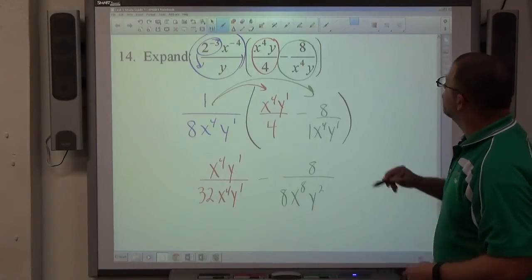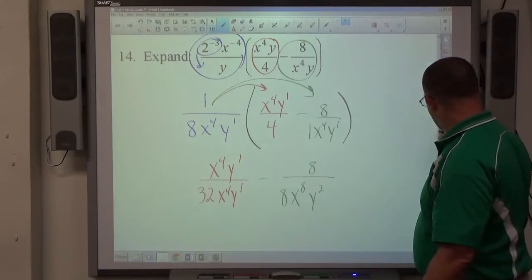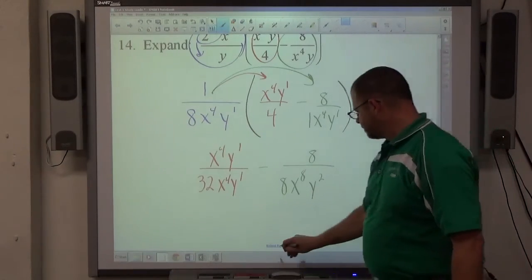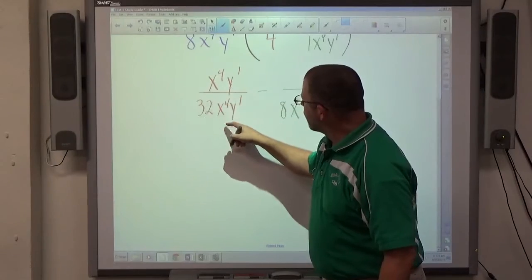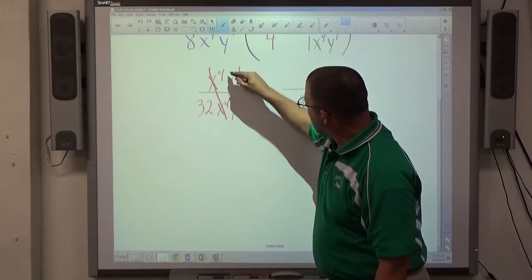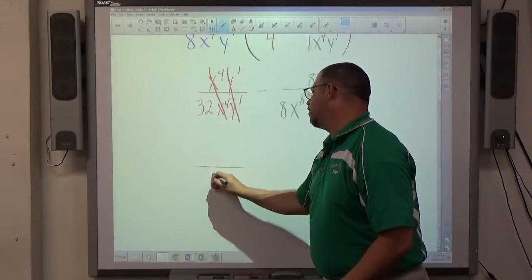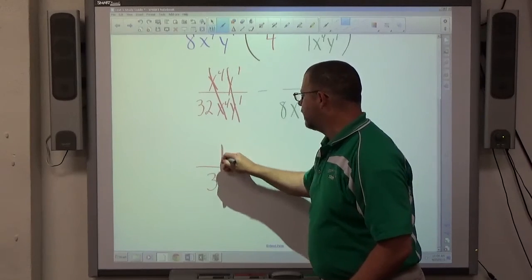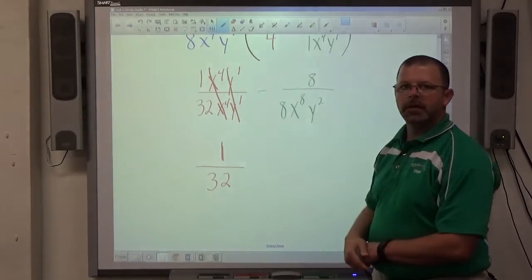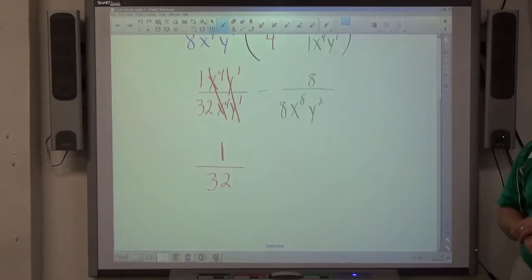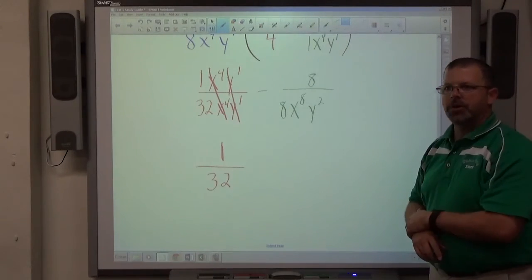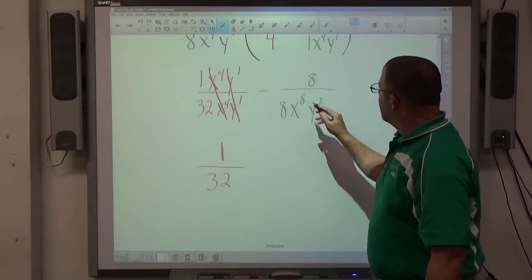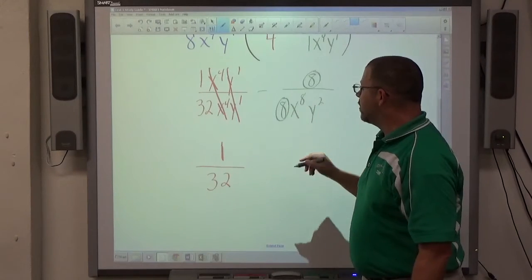Final step, reduce each fraction as much as possible. So all I'm going to do here, x to the fourth cancel, y to the first cancel. I'm left with a 32 on the bottom. I'm left with a 1 on top because there is a 1 up there. Make sure that you get 1 over 32. I've seen people in the past put 32 for that piece. Here, 8 on top, 8 on bottom is equal to 1.